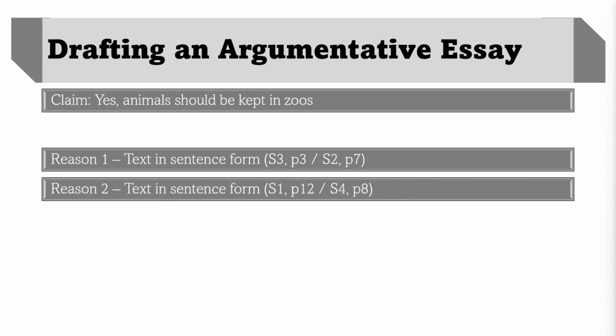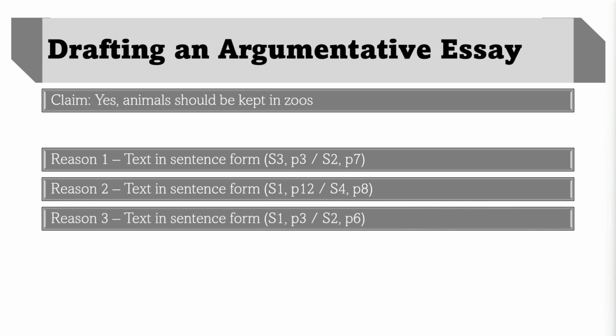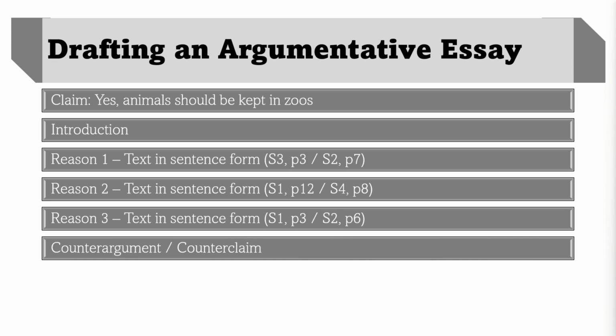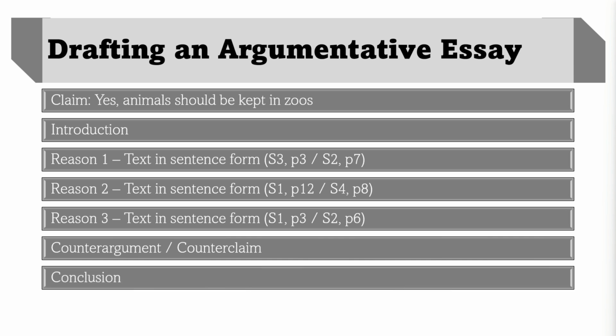Here is reason 2, which also shows the sources and paragraph numbers. And here's reason 3, also showing the location of the sources and paragraph numbers. Now, this is mostly the structure of the argumentative essay, but I am missing some components at this point. I will discuss all of these components next.